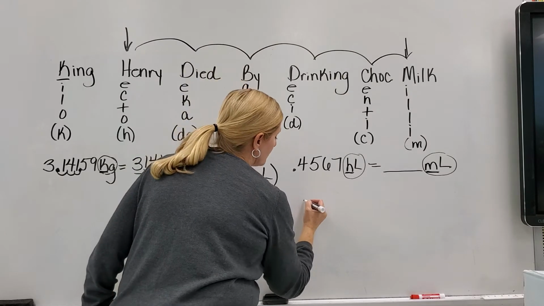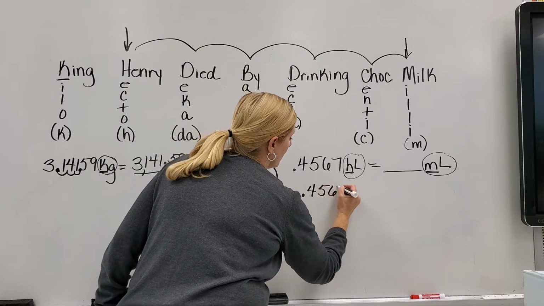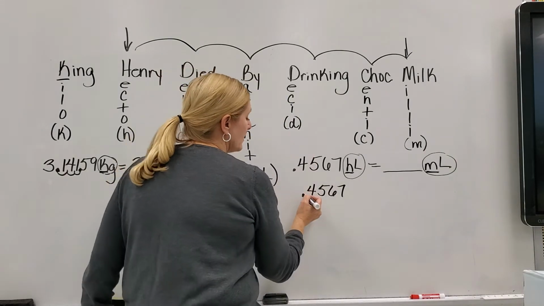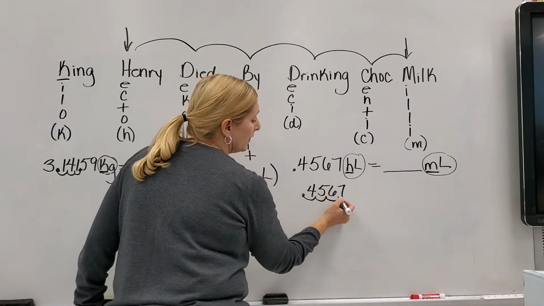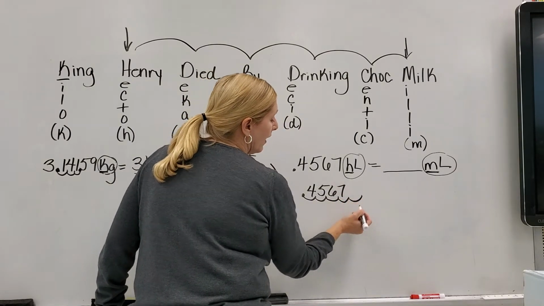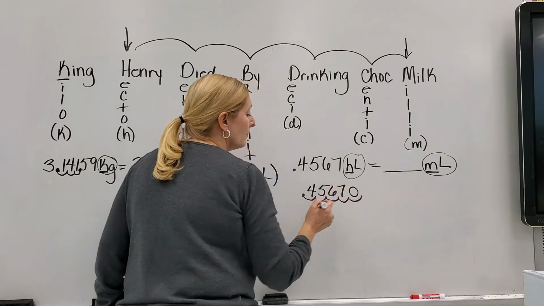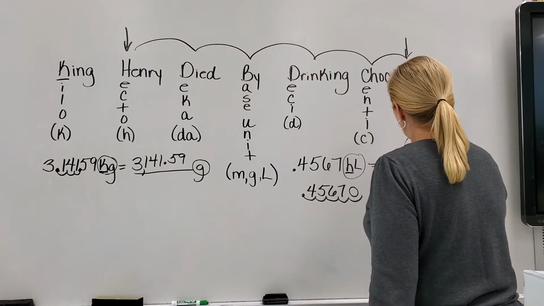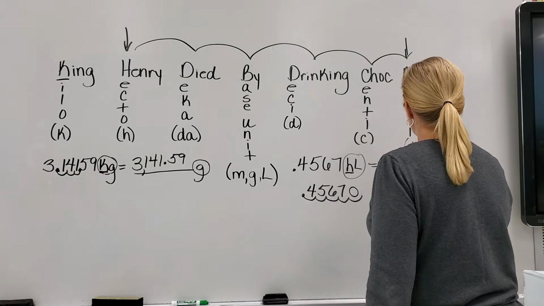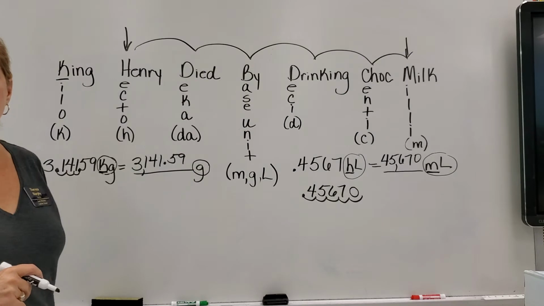So I take my decimal point, I'm going to work down here just so you can see it better. And I'm going to move it 5 places to the right. 1, 2, 3, 4, 5. Now notice I ran out of digits. Not a problem, just fill in a 0 whenever that happens to you. So my answer is 45670. Or 45,670.